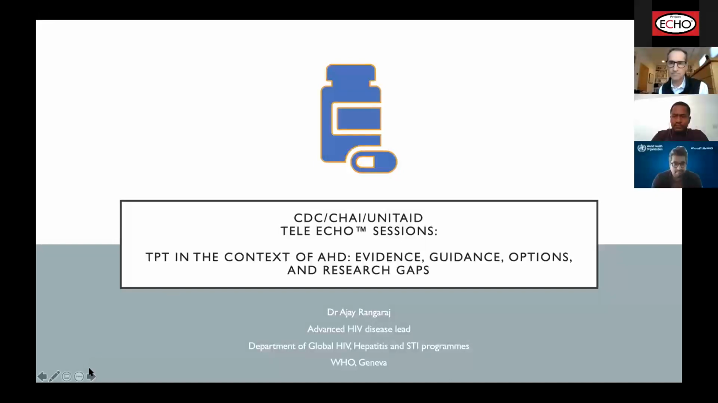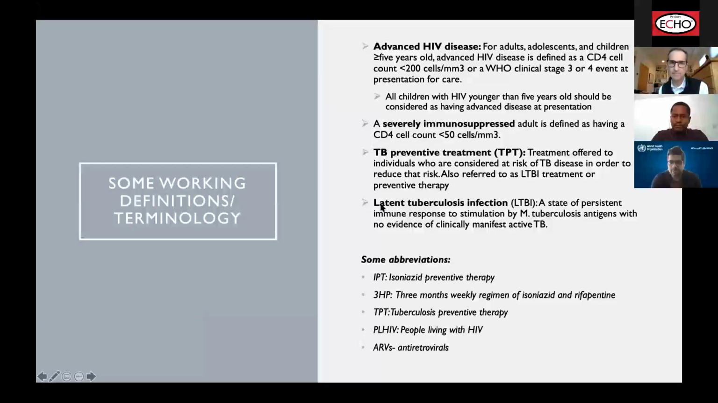So moving on. I just wanted to put some definitions in here because I think it's useful for all who are dialed in. Advanced HIV disease in adolescents and children greater than 5 years old is defined as having a CD4 cell count less than 200 cells or a WHO clinical stage 3 or 4 event. Needless to say, all children with HIV younger than 5 years should be considered as having advanced HIV disease. We often use the terms severe or profound immunosuppression, which is largely defined as less than 50 cells per millimeter cubed.